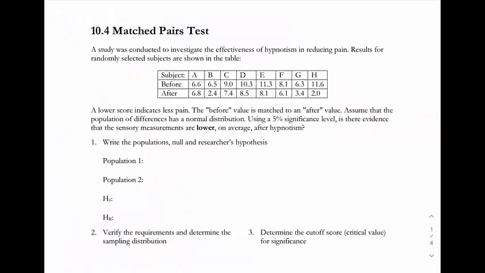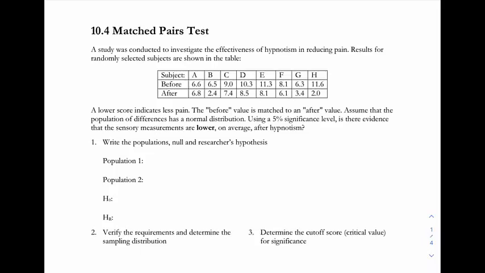This is section 10.4, matched pairs test. Problem number 1 states a study was conducted to investigate the effectiveness of hypnotism in reducing pain. The results from randomly selected subjects are shown in the table.